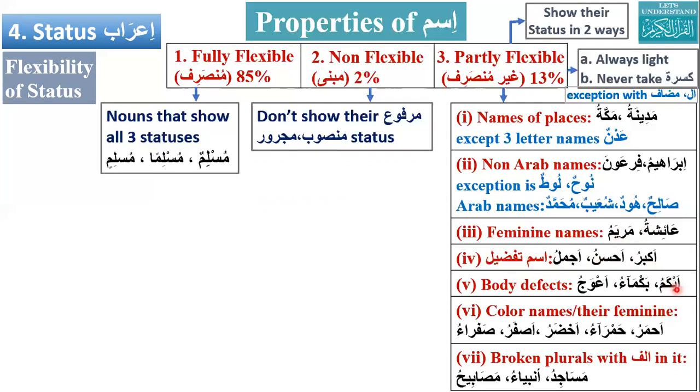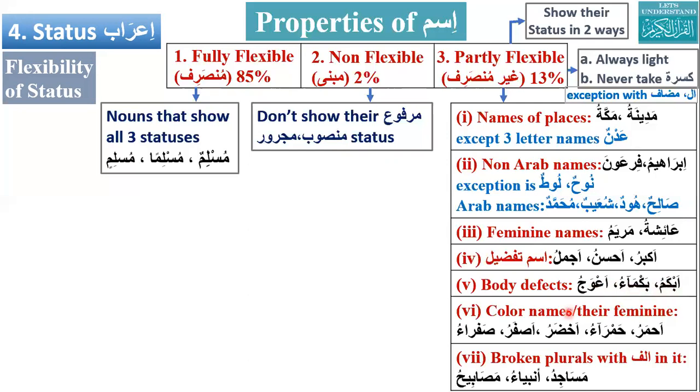Abkamu is mute and its feminine is bakmau. So the mute. Avaj is the one who is crooked. That is also a body defect. So these are also partly flexible. That cannot be awajun, or cannot be abkamun.